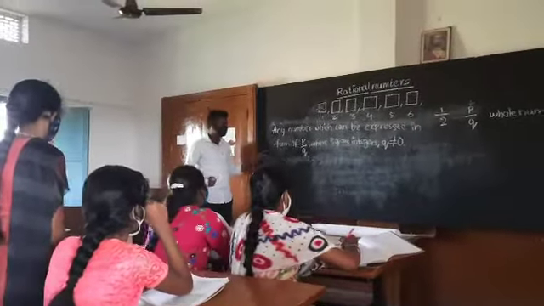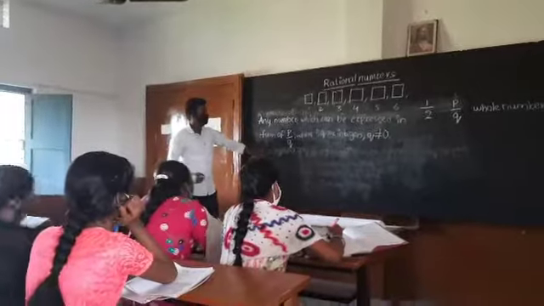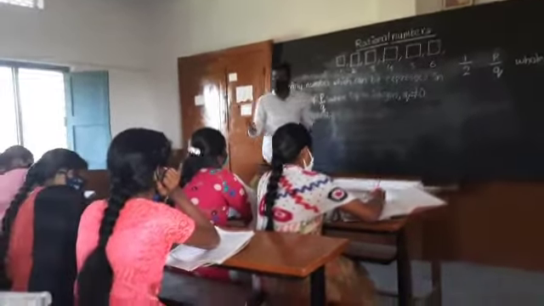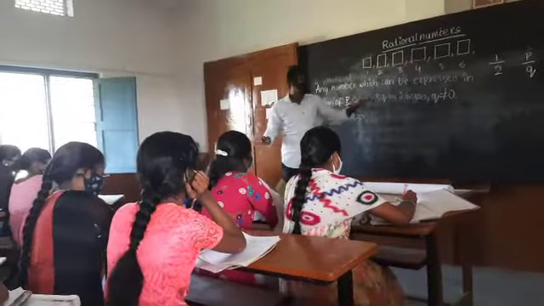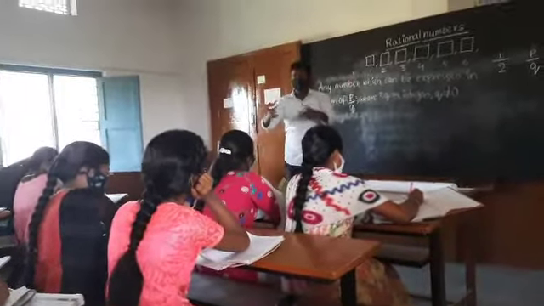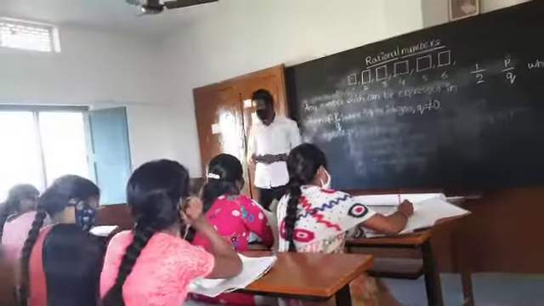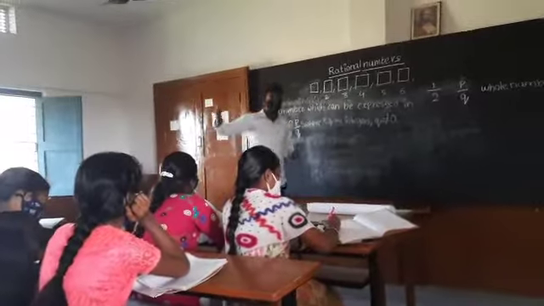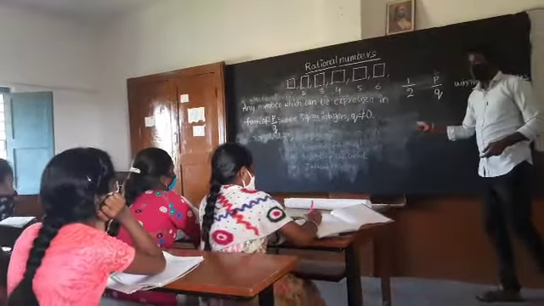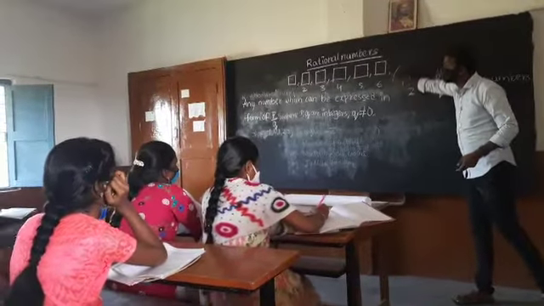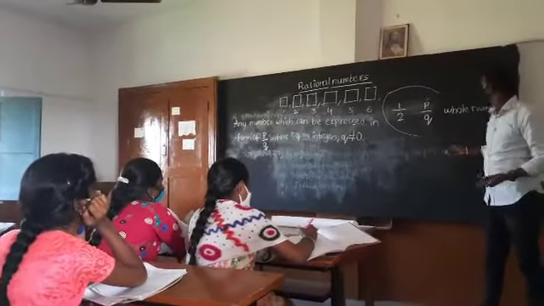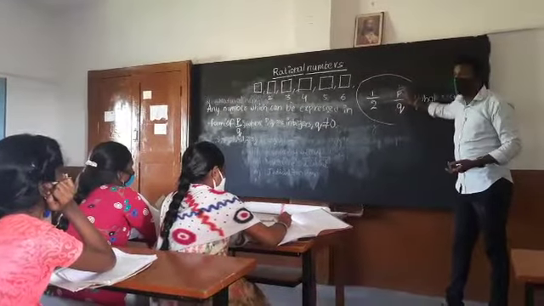All of you write this down. Any number which can be transformed into P by Q. If we carefully observe this definition, all fractions come under rational numbers only, as all fractions will be in the P by Q form.